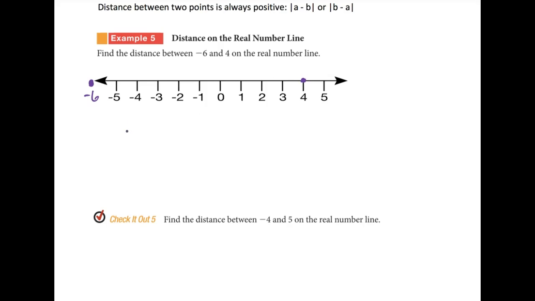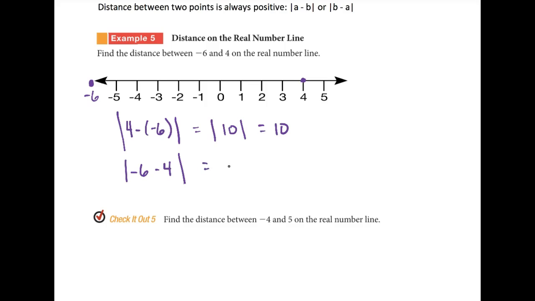So we can look at this as either the absolute value of 4 minus -6, which is 10, so the absolute value of 10 is just 10. The other way to look at it is take it the other direction. You can do a minus b or you can do b minus a, so I'm going to show you both. -6 minus 4 is the absolute value of -10, which is 10. And in either case, we get the distance of 10. You try Check It Out number 5.